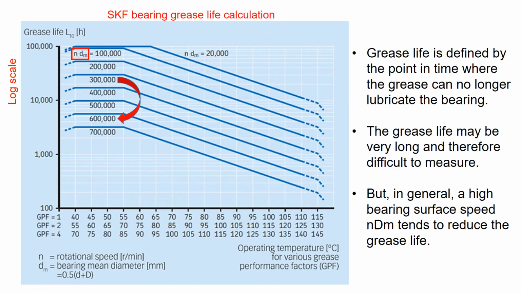Here is a useful figure that shows the bearing grease life affected by the NDM. The grease life is defined by the point in time where the grease can no longer lubricate the bearing. But finding this exact time may be difficult to measure. But in general, a high bearing surface speed NDM tends to reduce the grease life. Please note that the y-axis is the log scale. So linearly increasing the NDM can exponentially decrease the grease life.